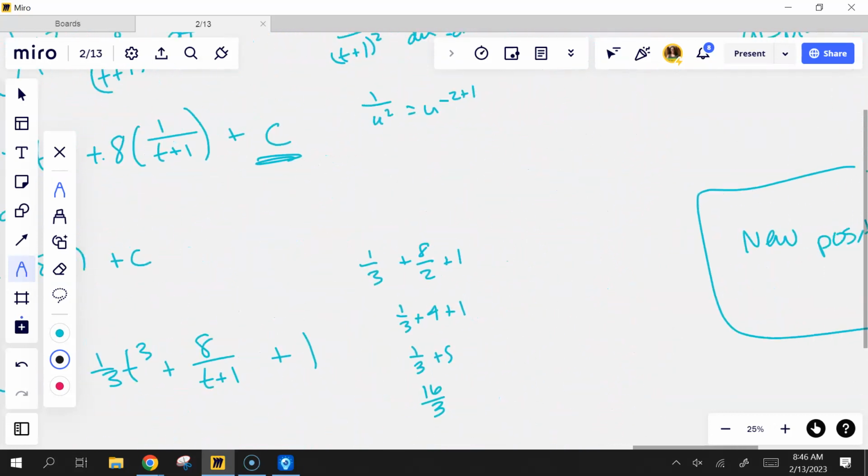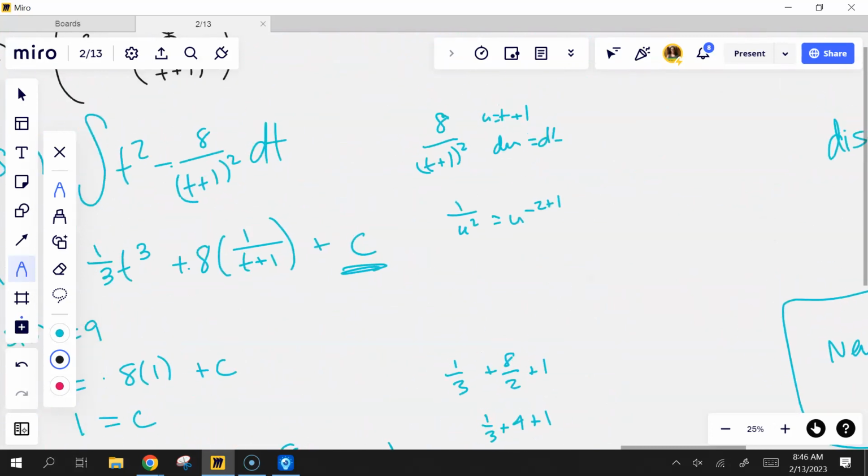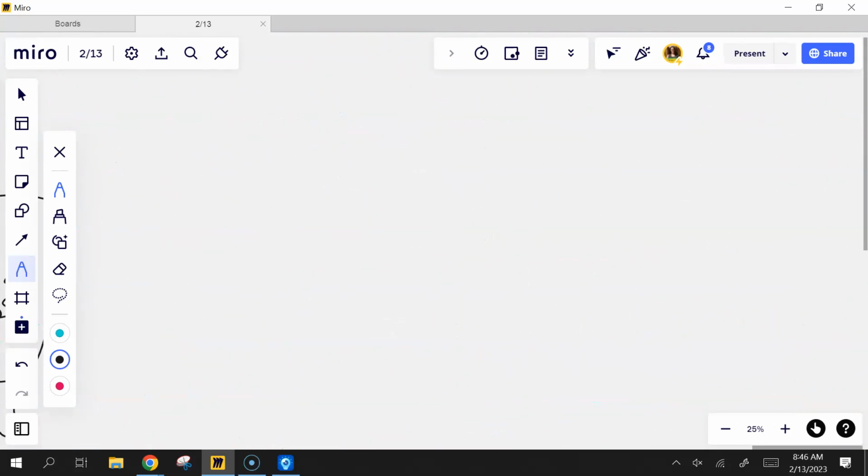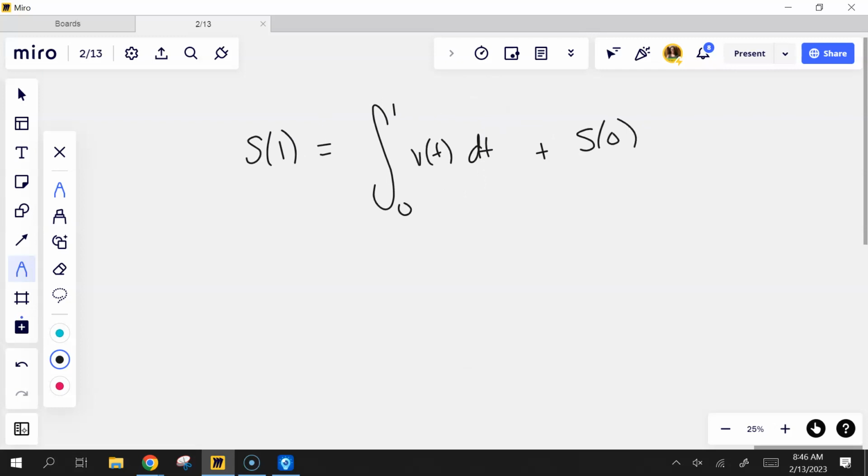5, 0, 1, and 5. Let's do 1 first because that's easy. S of 1. So the integral from 0 to 1 of velocity, and what am I adding to it? S of 0, right? Because that's my initial position.